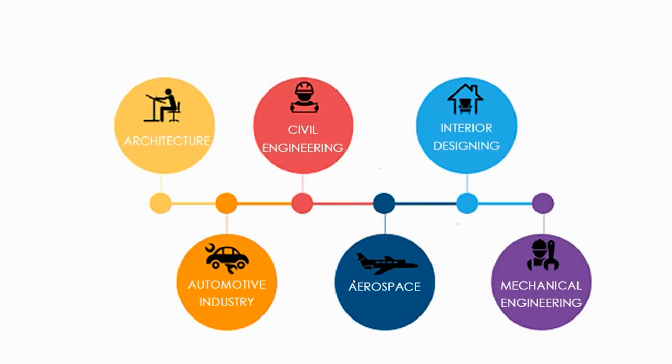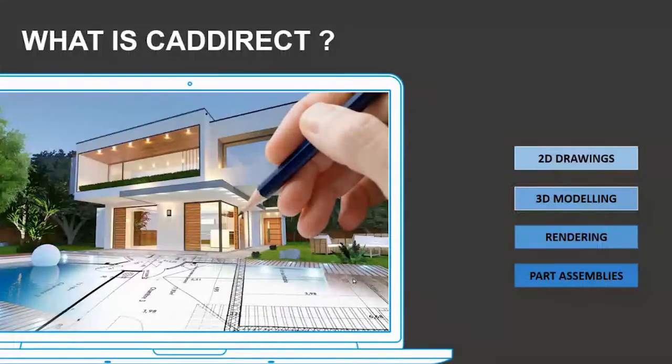This CADdirect is mainly built to deliver design and project documentation. So it's a complete drafting and design solution for industries like architecture, civil engineering, interior designing, then automotive industry and mechanical industry. And apart from doing 2D drawings, it's capable of doing 3D modeling, rendering, and then part assemblies with all good perfection, and it has a very user-friendly interface. So let's explore it together.